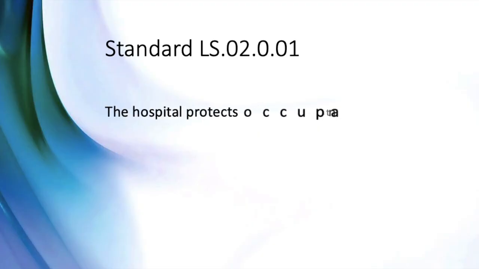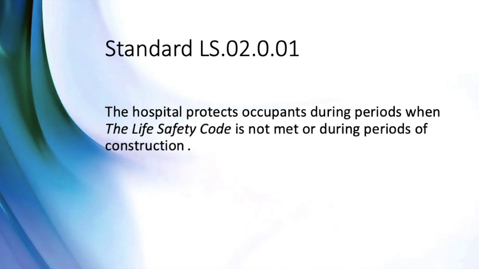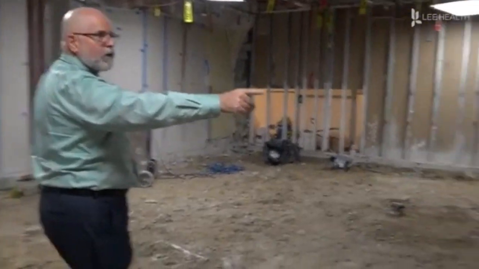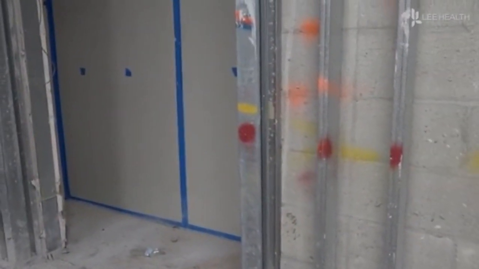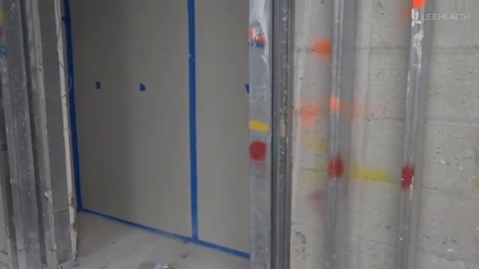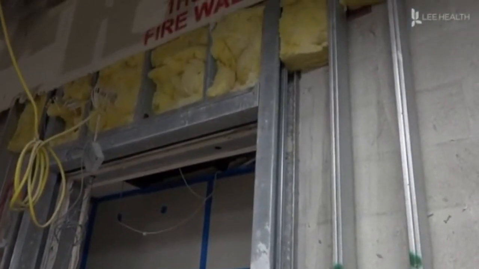This is the interim life safety measure. The policy covers situations when life safety code deficiencies cannot be immediately corrected. This is basically during construction. When you've got construction going on, not everything is going to be corrected, so they have to have plans set in place for when you have construction.